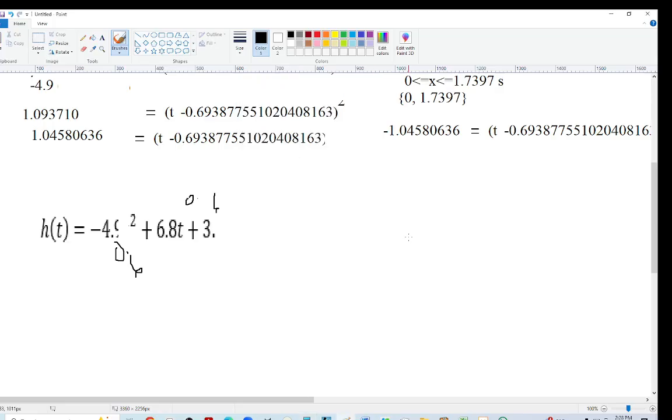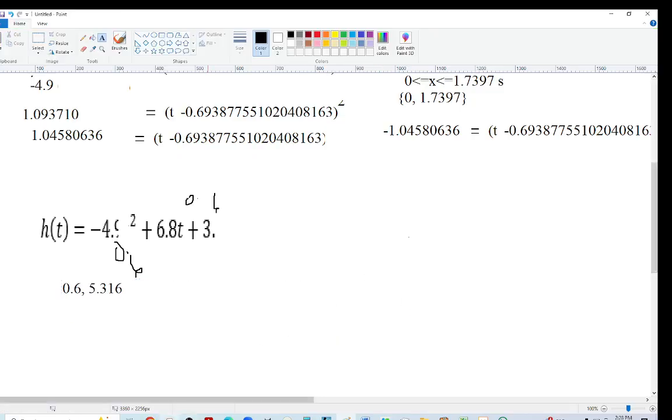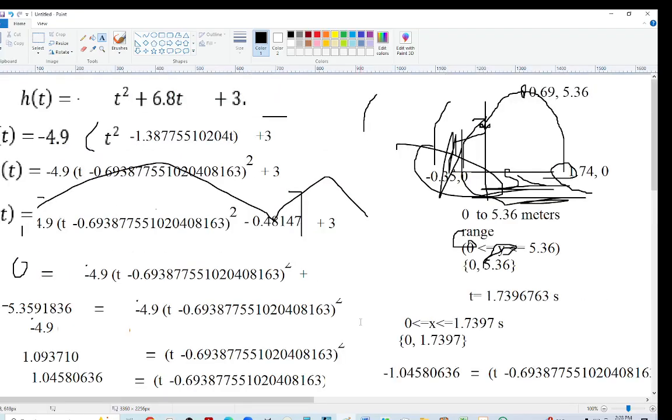So they're just after the peak at 0.6, they reached this height, 5.318, which tells us since the max height was 5.36 at 0.69, this is on the way up. Sometimes they'll ask you what height do they reach on the way down, and that means you have to figure out what time exists on the other side. Or you can just set the height equal to the same height as this one and set it equal to your completed square formula.